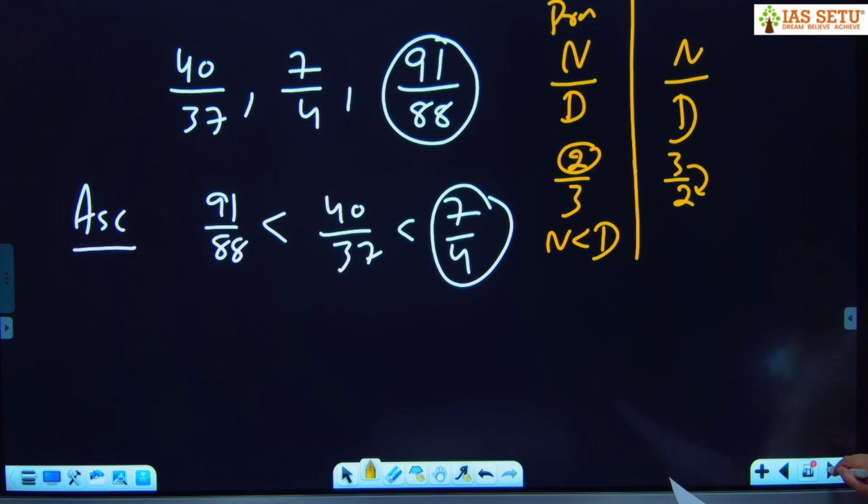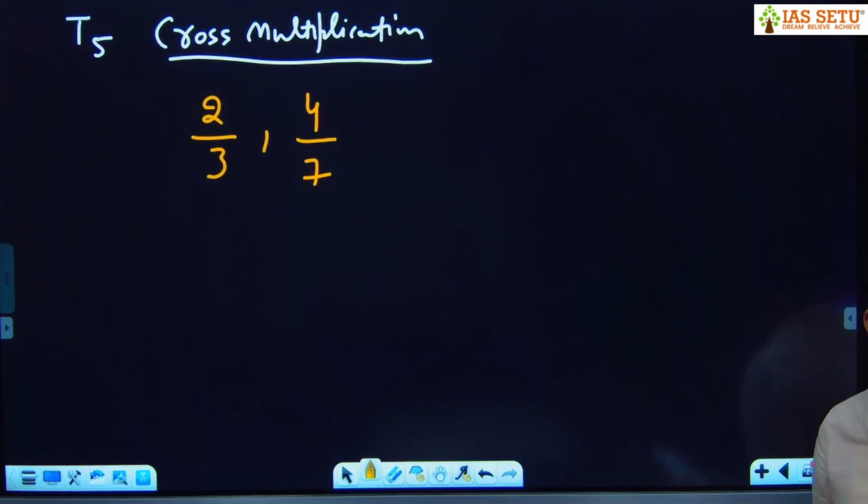Okay, now let us come. Yes, you can do that, but try to learn what is cross multiplication.